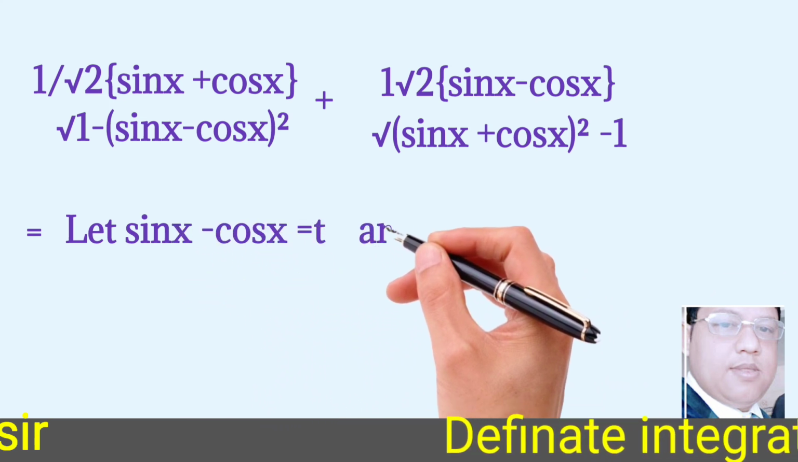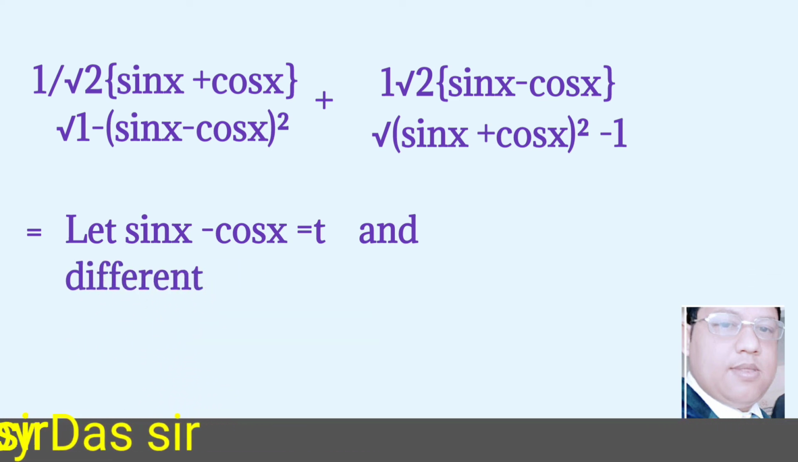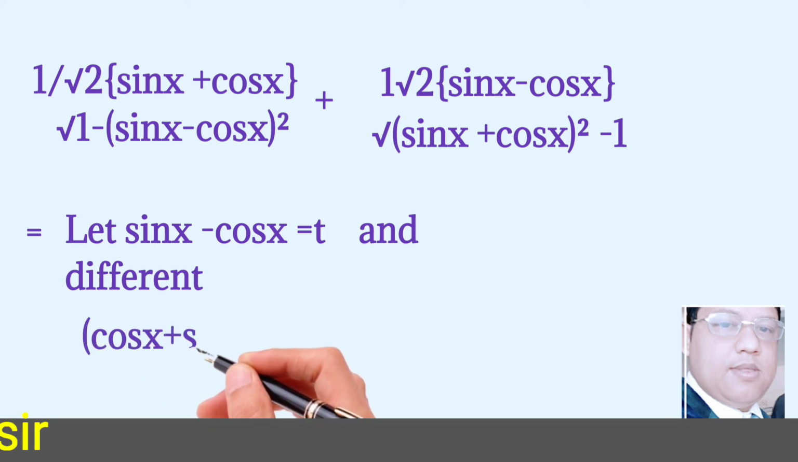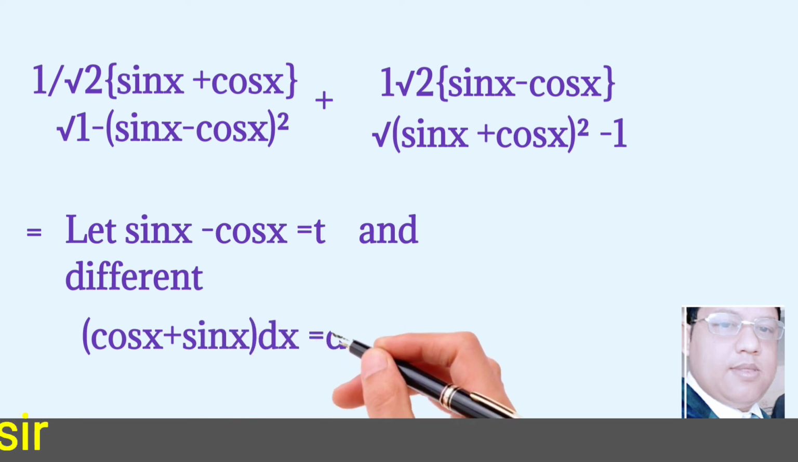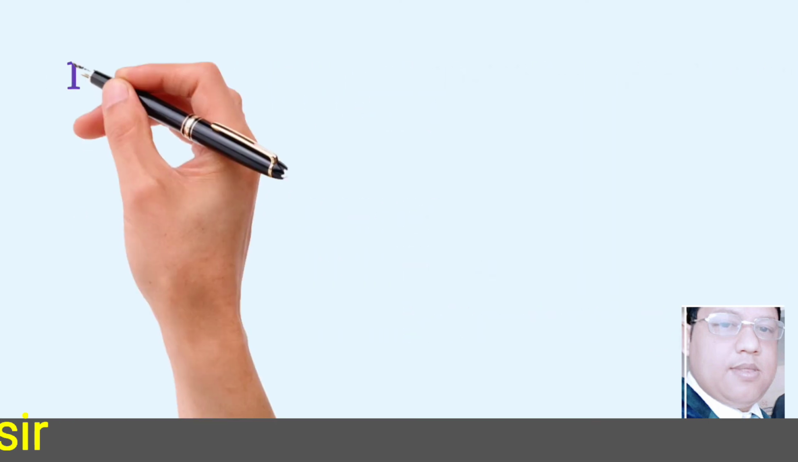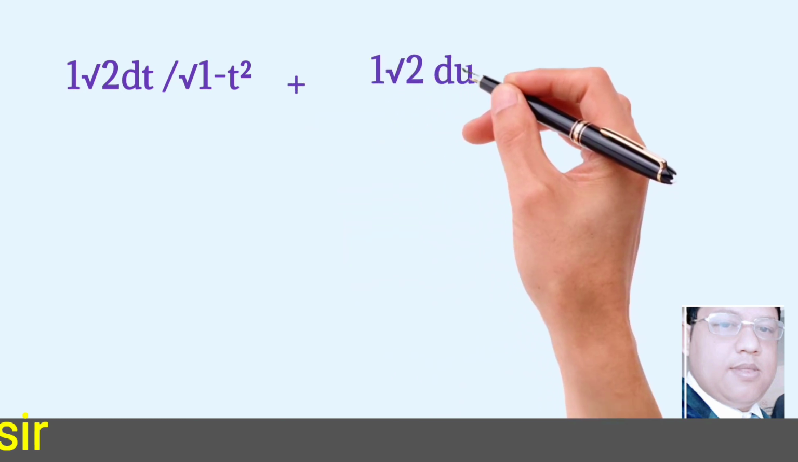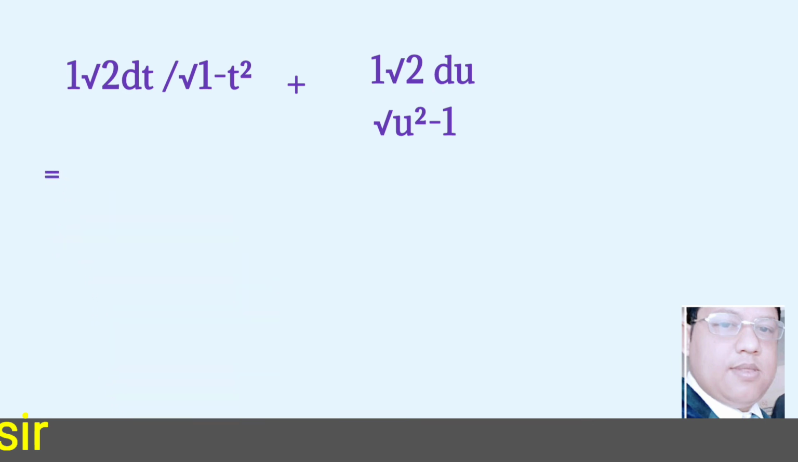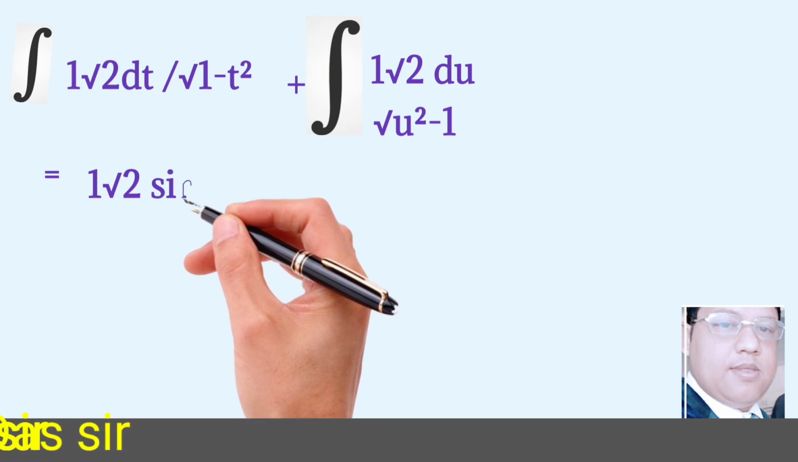Next, let sin x minus cos x equal to t for the first part. Sin x minus cos x equal to t, and differentiating, I get cos x plus sin x dx equal to dt. For the next part you can take u; I just show the first part. According to the rules, if you take u, then you get 1 upon square root of 2 dt upon square root of 1 minus t square, and the second part also 1 upon square root of 2 du upon square root of u square minus 1.